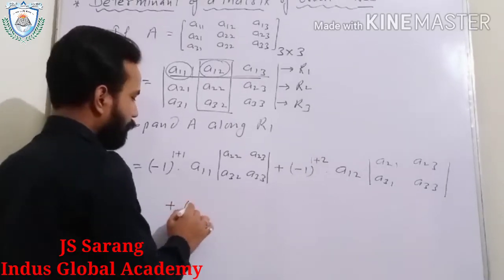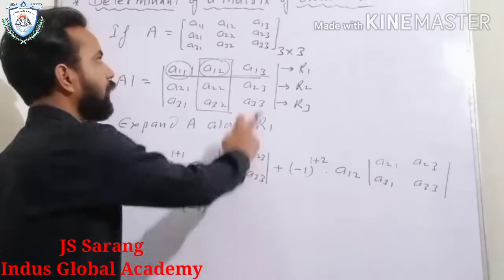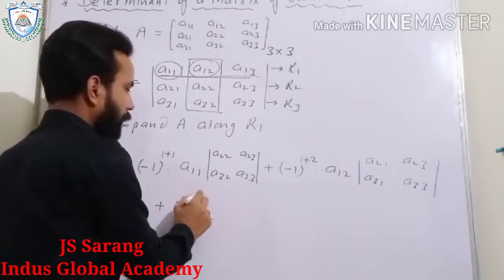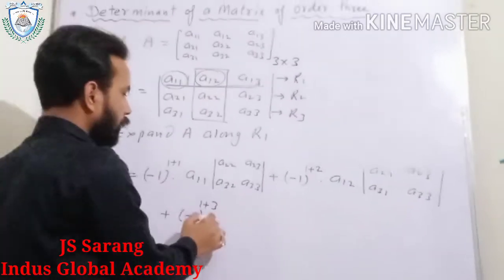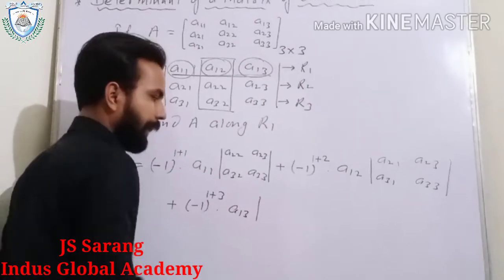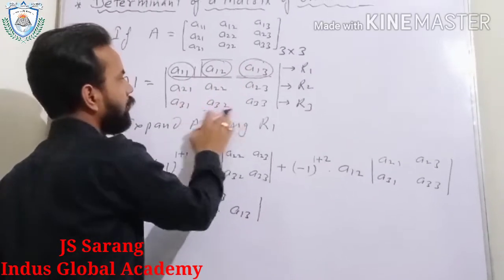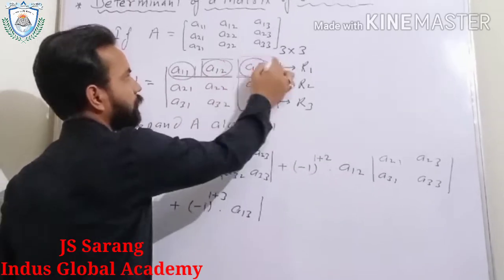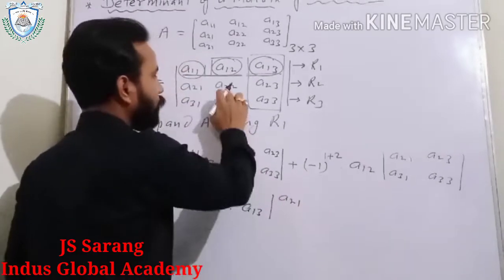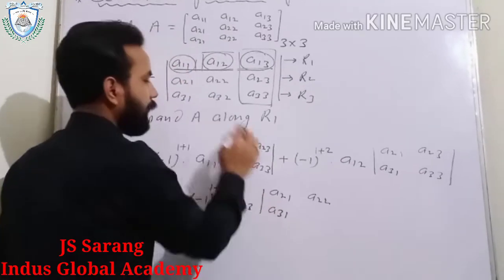Now plus minus 1 to the power, the sum of the numbers which are written in the suffix of the third element. What is the third element? A13. So 1 plus 3 will be the power of minus 1, into the third element A13. Now we have to write the determinant here. Which determinant? We will hide first row and the third column. So what is left? A21, A22, A31 and A32.